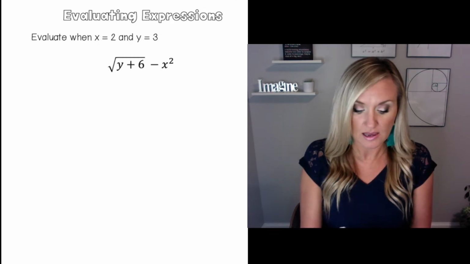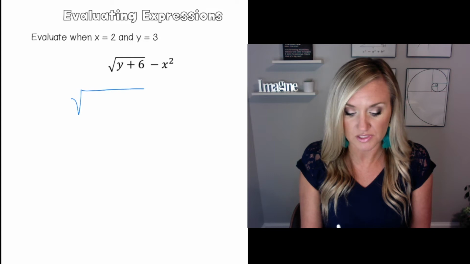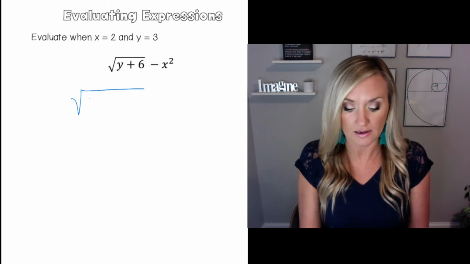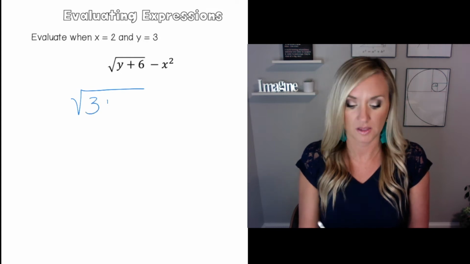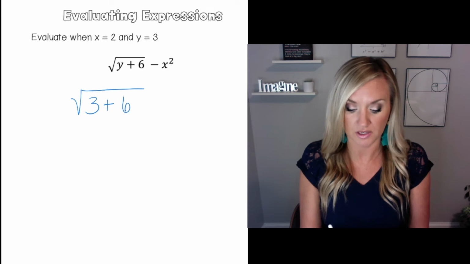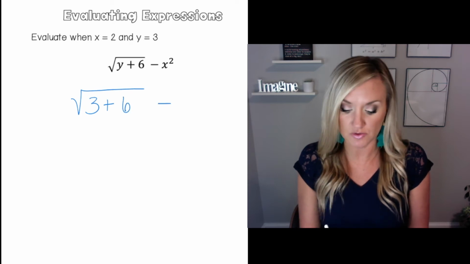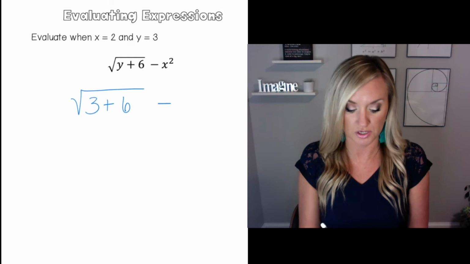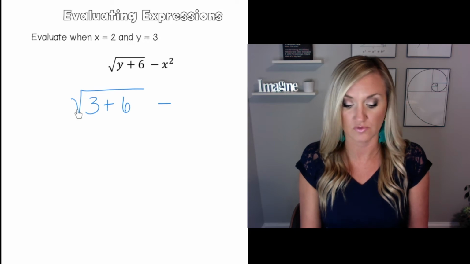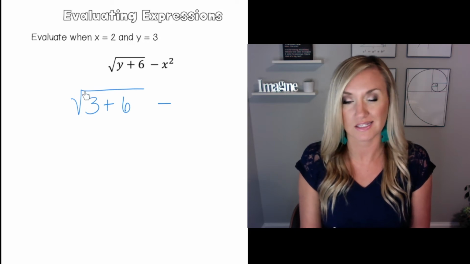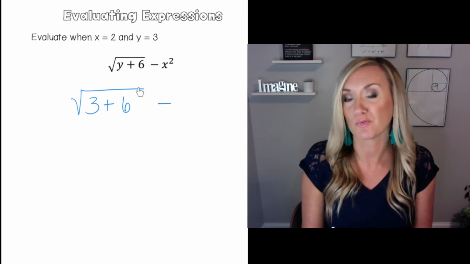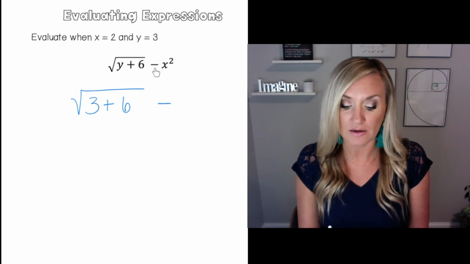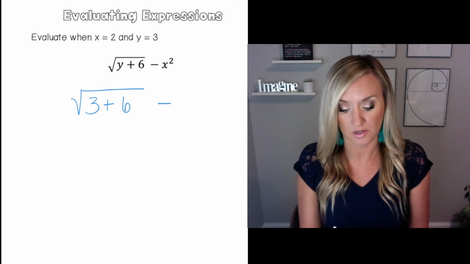Okay, so I'm going to draw the square root sign, and instead of a y, I'm going to write 3. And then I'm going to keep following along, plus 6. And make sure the subtraction sign is out of the square root sign. See, out of this, well, in high school, it gets to be a radical, which is kind of cool. We'll talk more about that later. But make sure it's outside of it because it is outside of it up here.